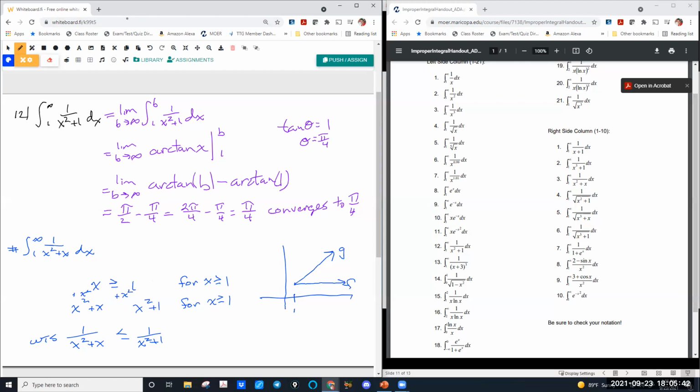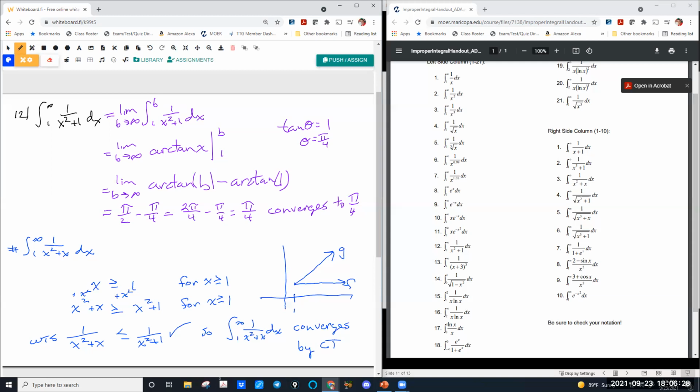to both sides, similar to the way we did the last one. Adding x squared to both sides, we add the same thing to both sides. It does not change the inequality. So x squared plus x is greater than or equal to x squared plus 1. Then we know that taking the reciprocal of both sides flips the inequality. We get the inequality we want to show. So the integral from 1 to infinity of 1 over x squared plus x dx converges, because we compared it to a convergent one, by the comparison test.